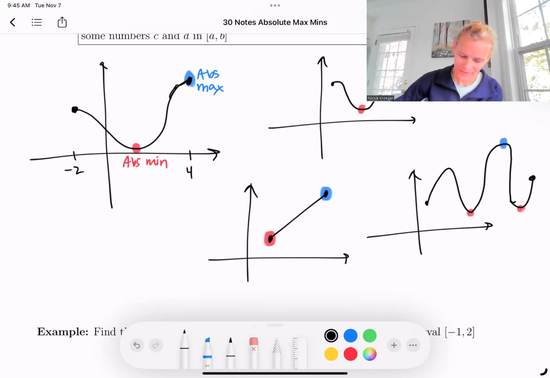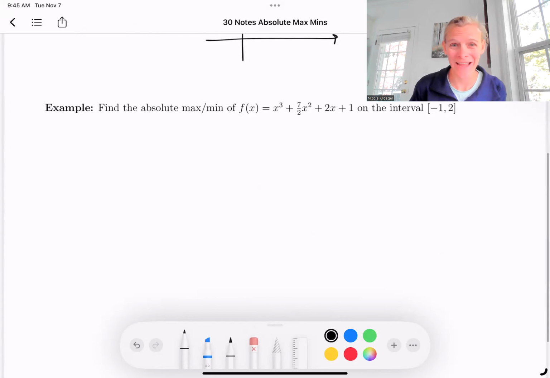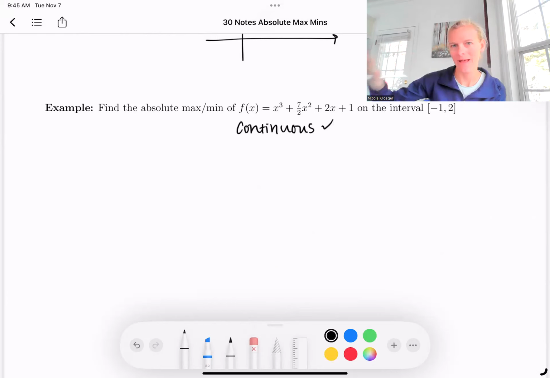class. So, okay, this problem says find the absolute max and min of this function on the interval -1 to 2. Okay, first thing to ask ourselves is, is this function continuous? It is, because it's a polynomial. So it's continuous because it's a polynomial. So we know that it must have an absolute max and an absolute min. So we know that our absolute maxes and mins can occur at endpoints or at critical numbers.